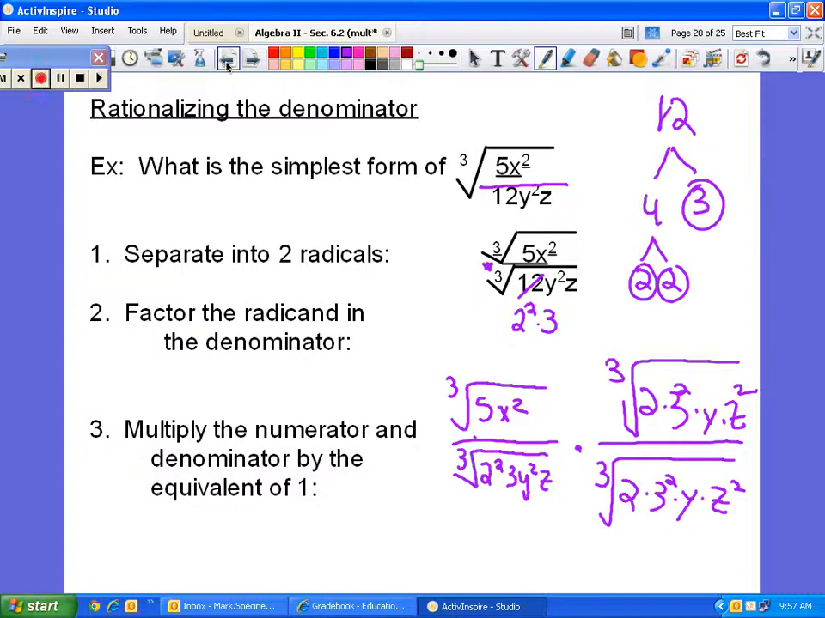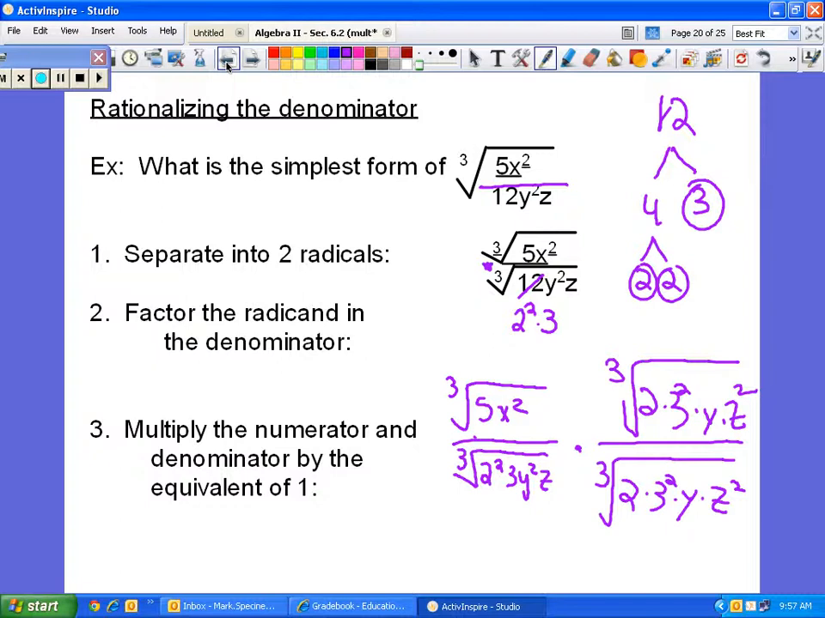Wait, why do you need 2 more z's? Because I want 3. But there's already a square. Well, if you do 3 times, in the first parentheses, there's only 1 z. So isn't that 6 z's now? No, because when we multiply exponents, we add the exponents together. So that would be 5?